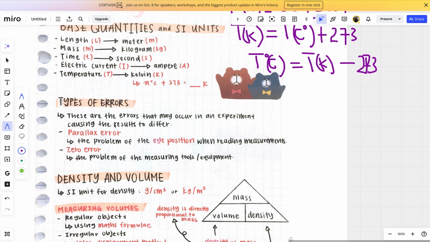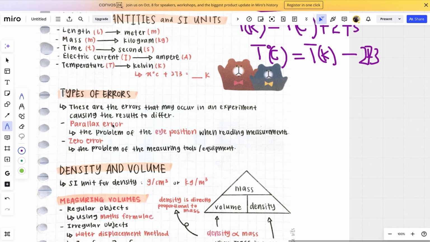Now let's take a look at the kind of errors you find when you do measurement.